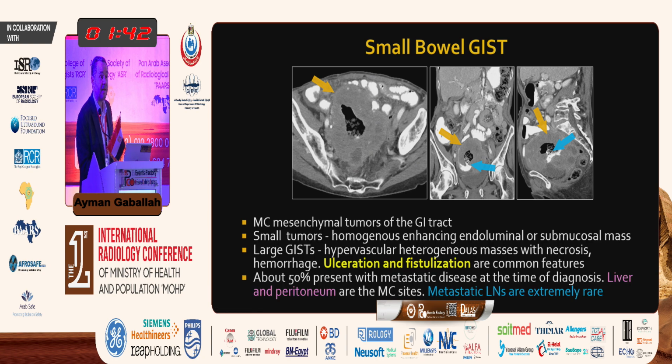And one other thing that you have to note is that GIST tumor can metastasize to liver and peritoneum, but it's extremely rare to metastasize to lymph node, extremely rare. If you see lymph node metastasis, then do not think of GIST tumor, do not.